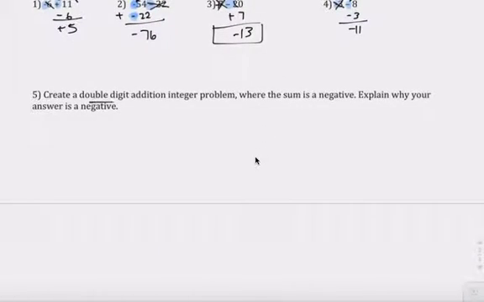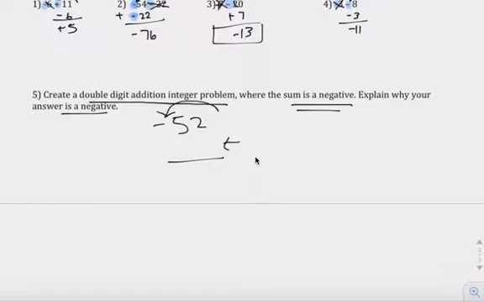Create a double-digit addition integer problem where the sum is negative. Explain why your answer is negative. Okay, create a double-digit integer problem. Double digit is like 52, where the sum is negative, so where your answer is a negative answer. Okay, so if I have a negative 52, in order to be a negative, my second number has to be smaller than the top. Okay, so let's say 30. That could get you a negative 22.